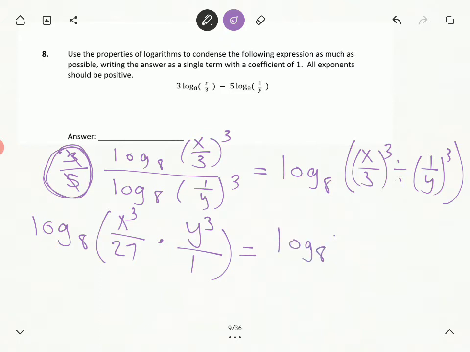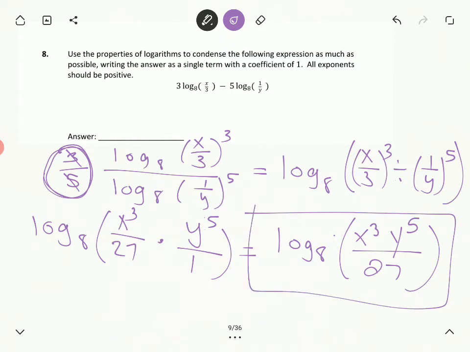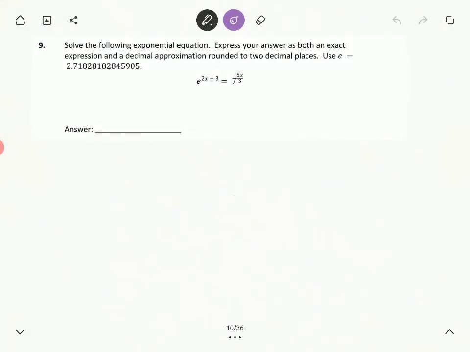For number 9, solve the following exponential equation. Express your answer as both an exact expression and decimal approximation rounded to 2 decimal places. So we're going to have 2 answers here. We're going to have the exact and we're going to have the decimal. To find the exact, we're just going to natural log both sides first. We're going to take the natural log of e to the 2x plus 3 equals natural log of 7 to the 5x over 3. And the natural log and the e get rid of each other.